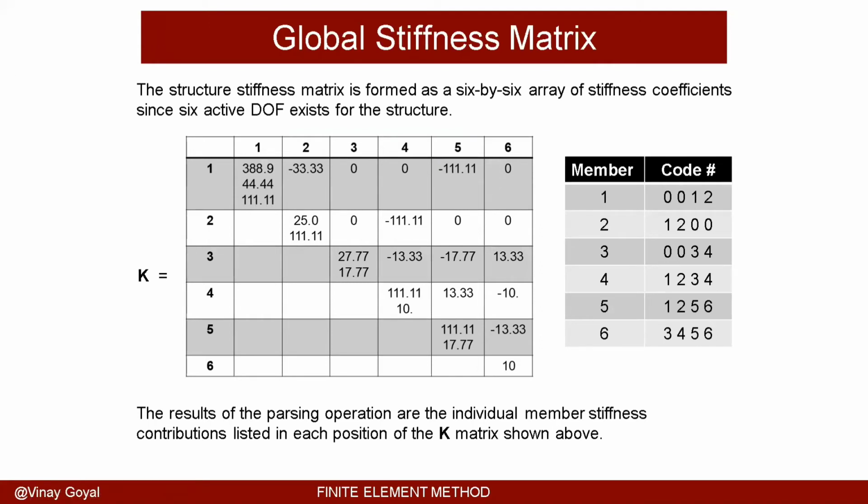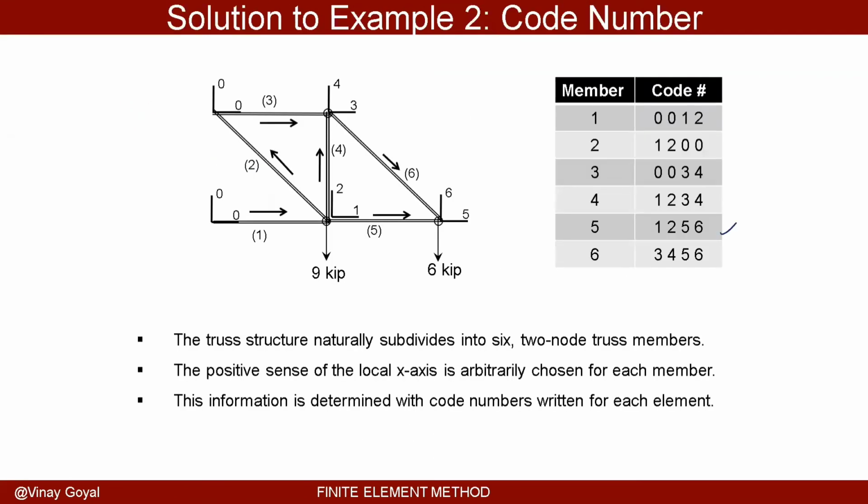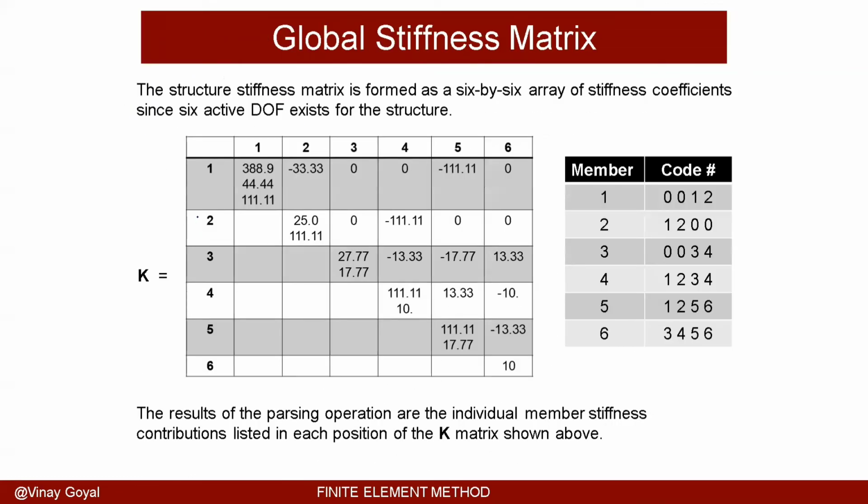Now I'm primed. How many degrees of freedom do I have? Let's look. I have 1, 2, 3, 4, 5, and 6. These ones are fixed. Nothing's going on. So my global stiffness matrix should be a 6 by 6. I will number it as such: 1, 2, 3, 4, 5, and 6, and I'll start searching for 1 and 1.